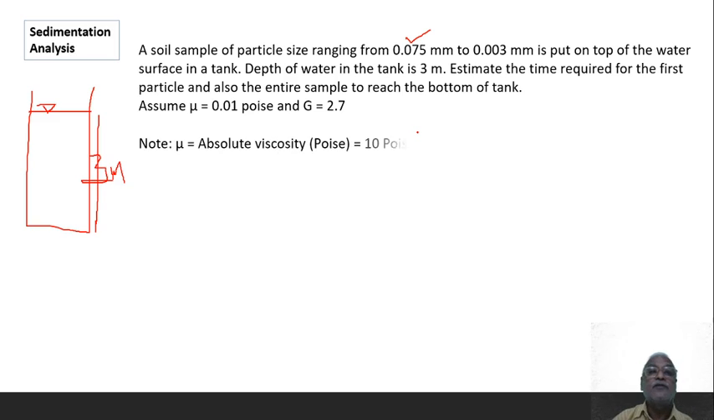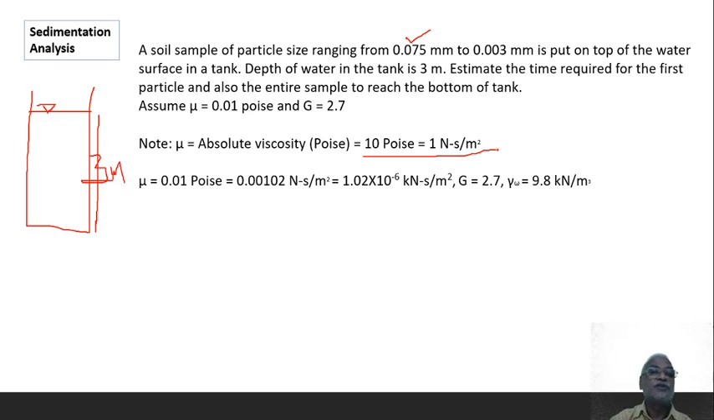Okay. Now note, mu is absolute viscosity. It is given in poise, but the relation is 10 poise is equal to 1 Pascal second or Newton second per meter square. So because of that, mu has to be substituted as 0.001 as far as Pascal seconds units are concerned. 0.01 poise, so to say, 0.00102 exact value Newton second per meter square, or 1.02 into 10 to minus 6 kilo Newton second per meter square. What is given is G. In gamma W we can always assume.